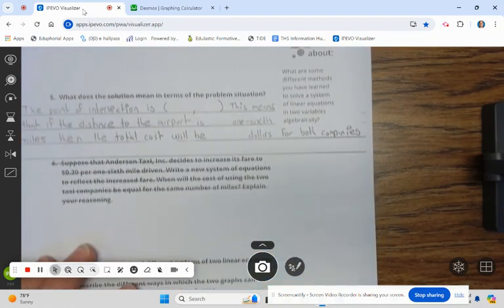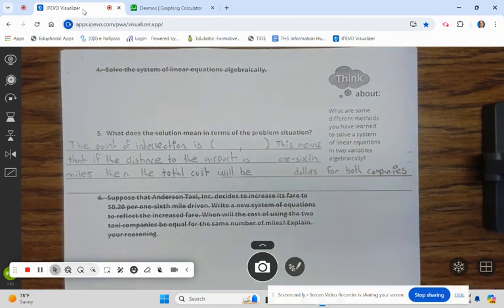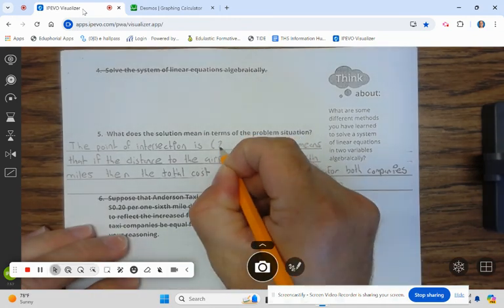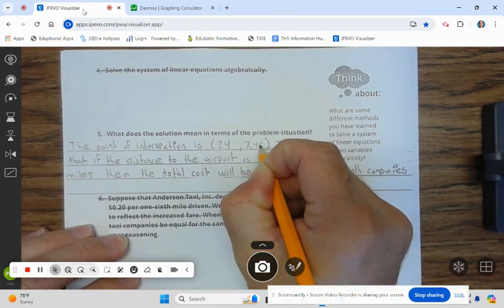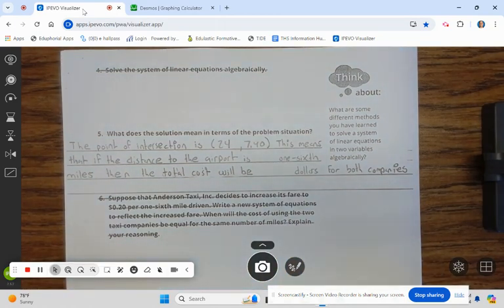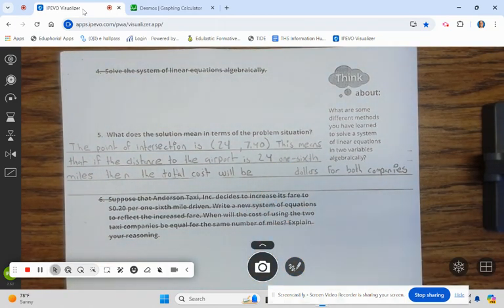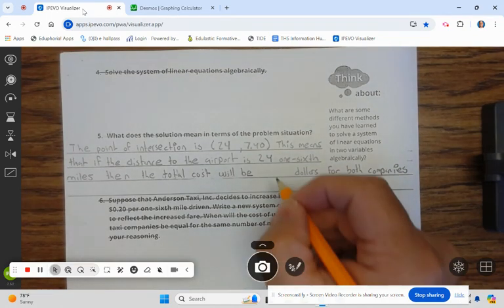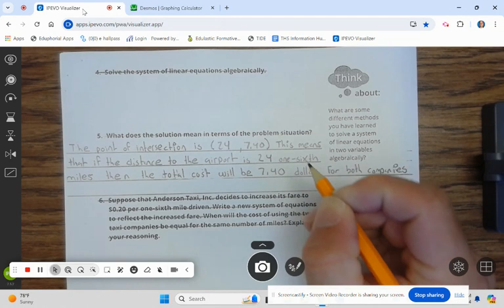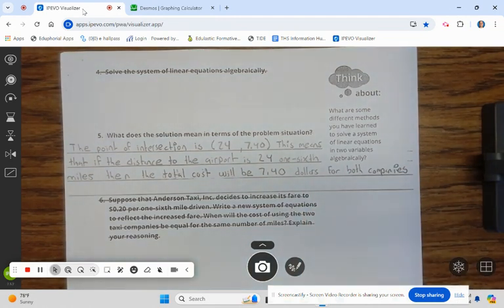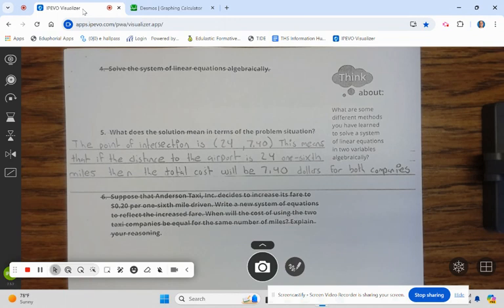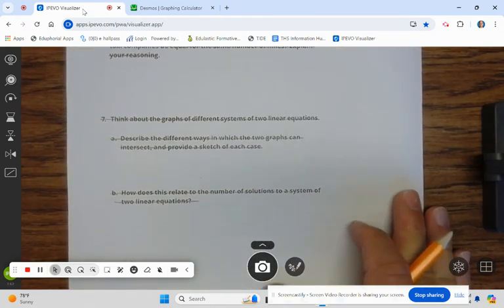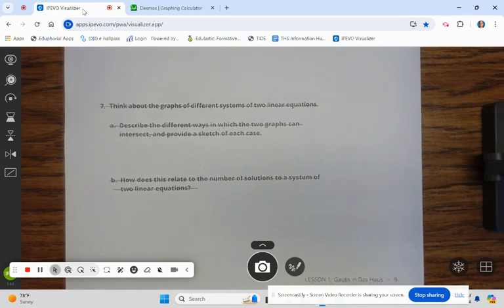5. What does the solution mean in terms of the problem situation? The point of intersection is 24, 7.40. This means that if the distance to the airport is 24.16 miles, then the total cost will be $7.40. All right, go ahead and finish up 5. All right, go ahead and mark out 6, 7, A and B. Let's take a look at the next page.